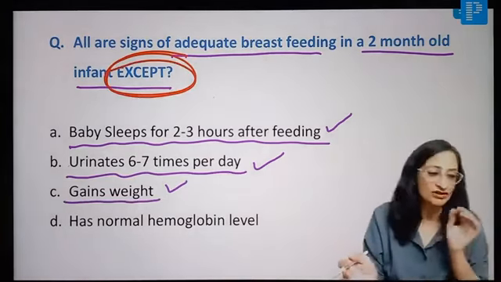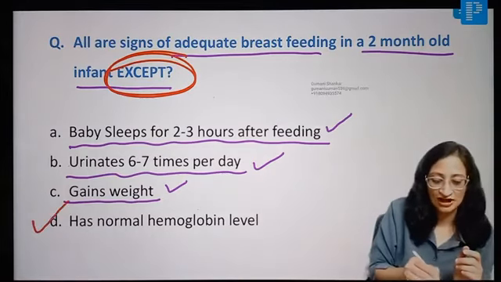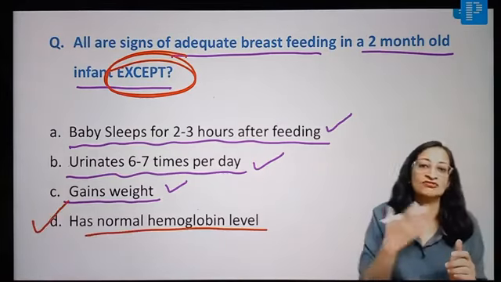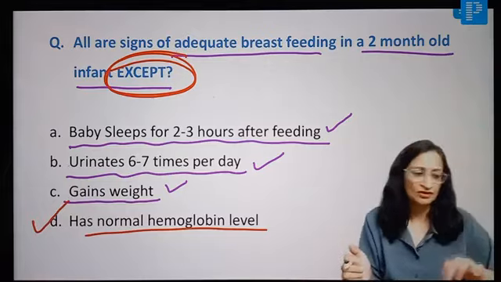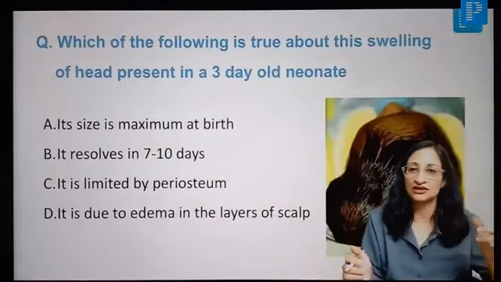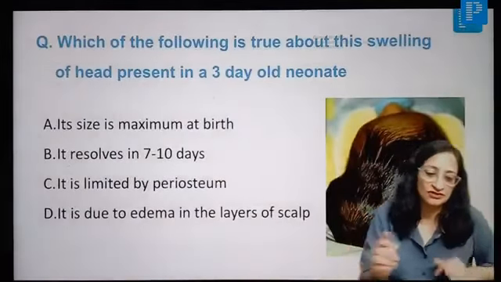Please read the question very carefully, especially words like "except." So your best answer is "has normal hemoglobin level." That has nothing to do with whether breastfeeding is adequate or not. So that is the best answer. You must know signs of good feeding, good positioning while feeding, and good attachment while breastfeeding.